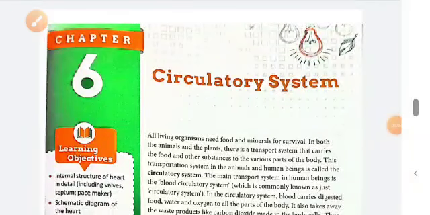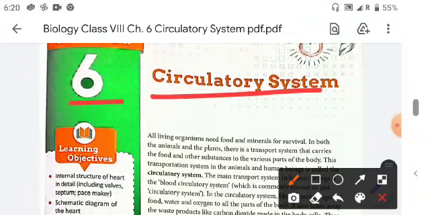Well, today we will start our new chapter, and that is the circulatory system. This is chapter number 6, and the name of the chapter is circulatory system. We know that all living organisms need food and minerals for survival.